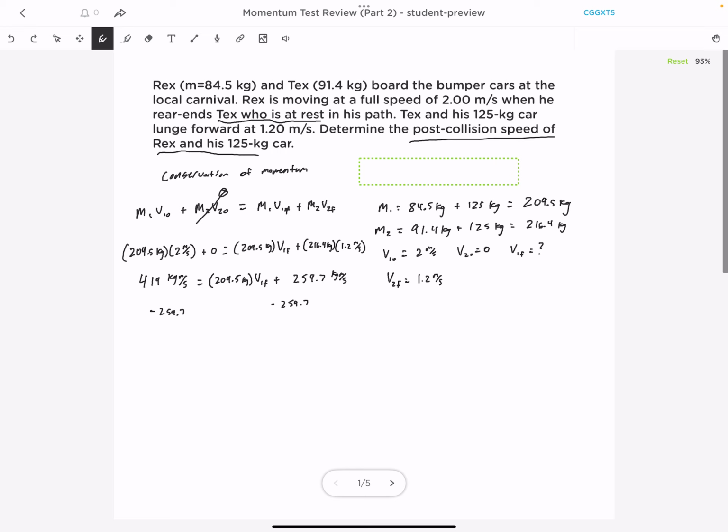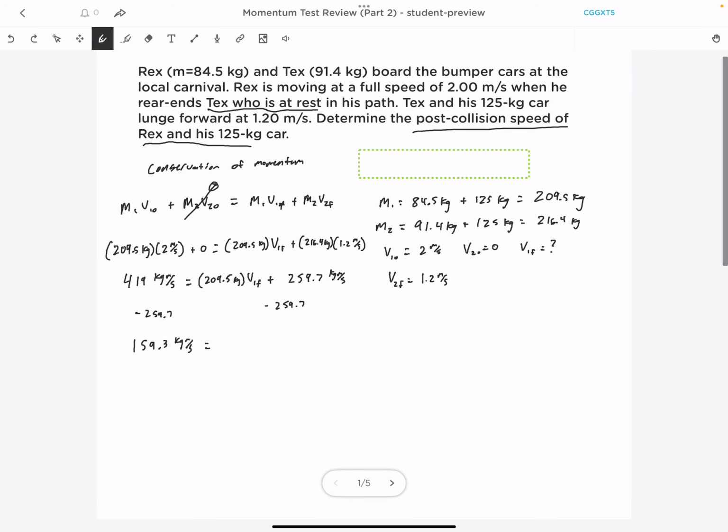Okay, and then I got 419. So 419 minus 259.7, and I end up with 159.3 kilogram meters per second. So that's basically the remaining momentum that Rex has to have in order for the conservation of momentum to hold. So that is going to equal 209.5 kilograms times V1F.